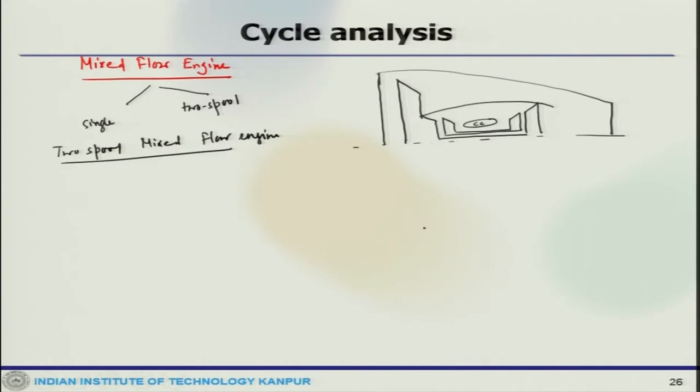So now we can mark the stations. This is a typical layout of a two spool mixed turbofan. Let's say this is station A, this would be 2, then we come here, that is 3, come here 4, 5, 6, then 7, we have 8, 9, we get 10, and somewhere 3 prime.